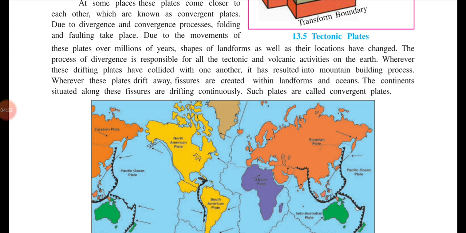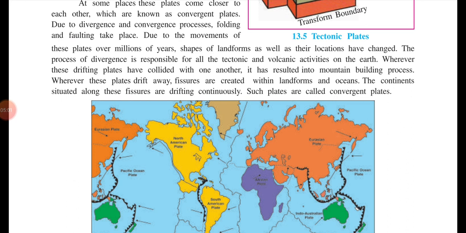The process of divergence is responsible for the tectonic and volcanic activities on the earth, as well as changes in the upper layer of the earth's crust. Wherever these drifting plates have collided with one another, it has resulted in the mountain building process. So when they move opposite to each other, the mountains build up.